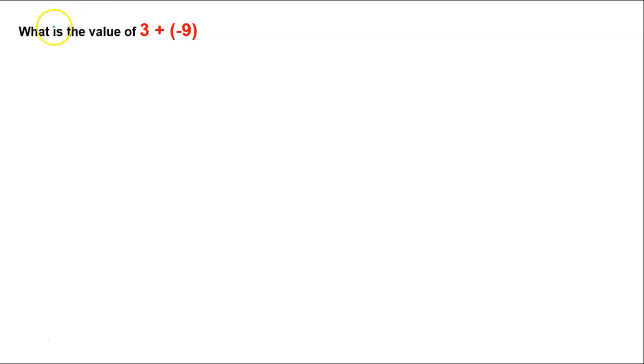Okay, what is the value of 3 plus negative 9? We have a similar situation here. We have two signs between two numbers. In this case, we have a positive sign and a negative sign. Positive multiplied by negative equals a negative. So the resultant sign is a negative.